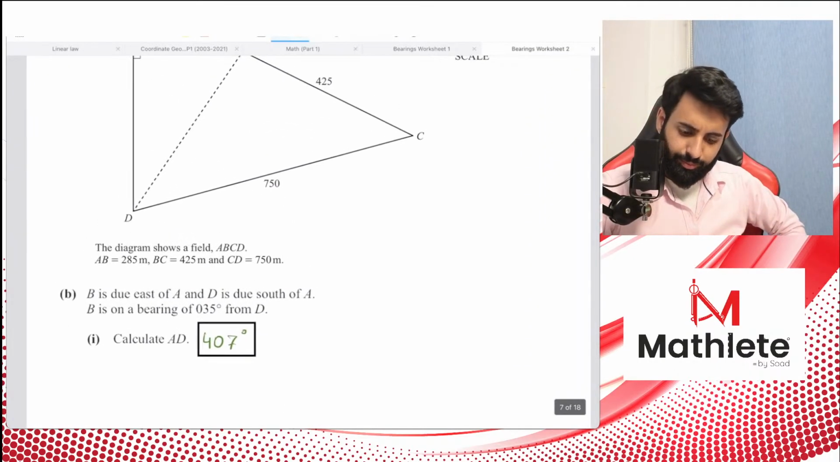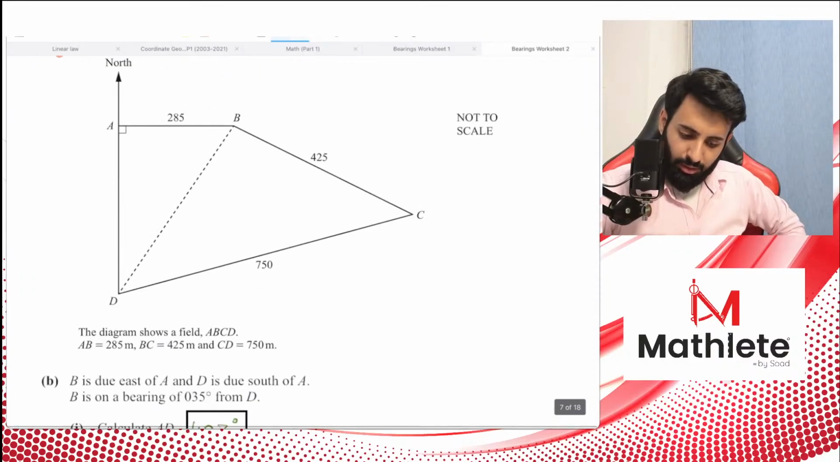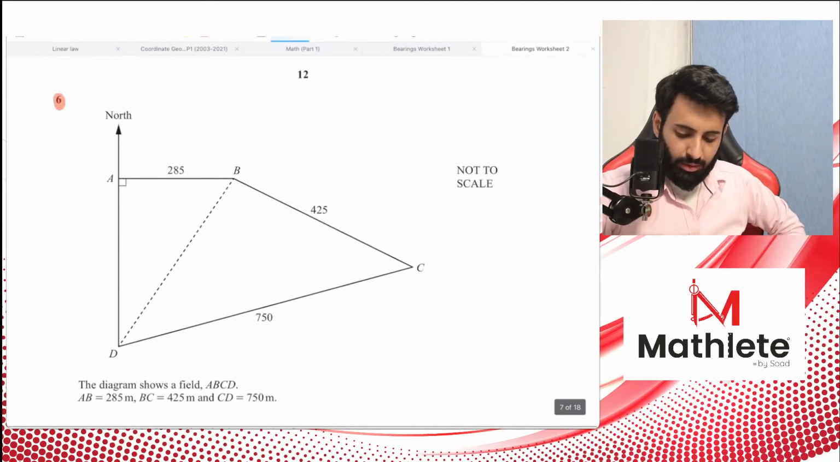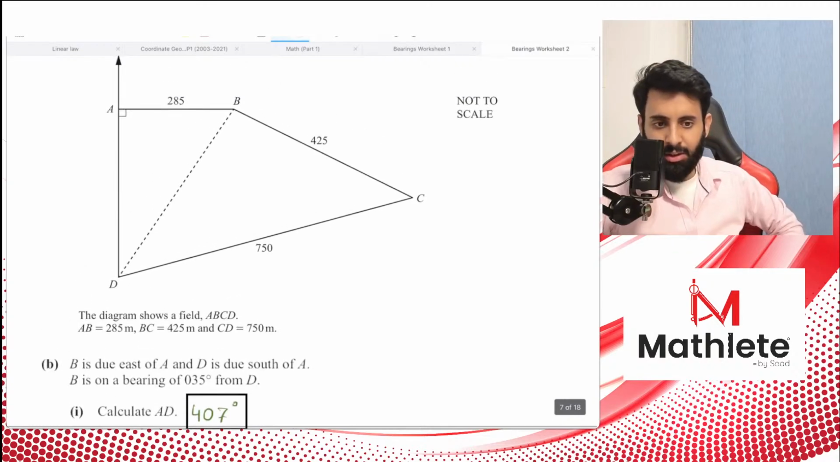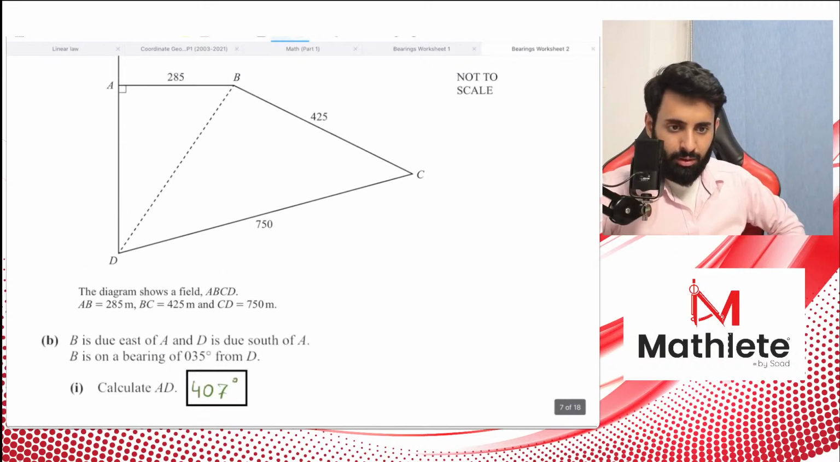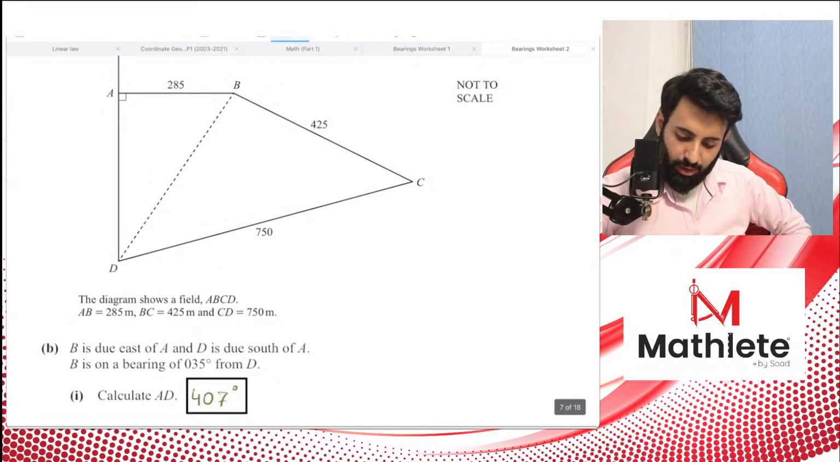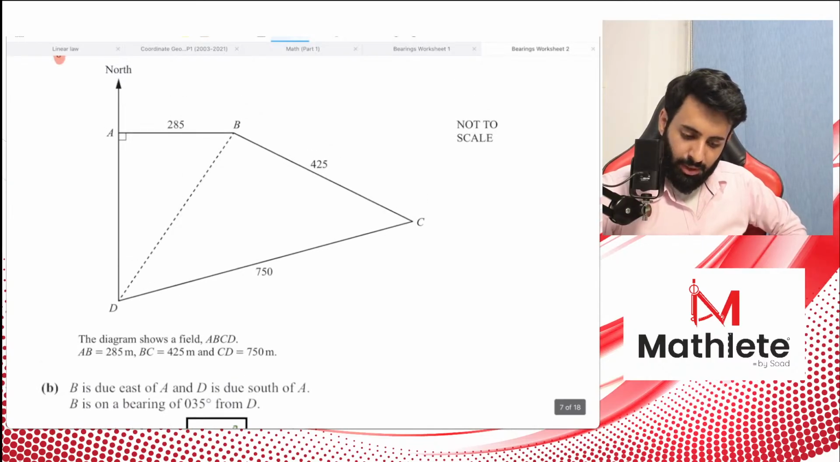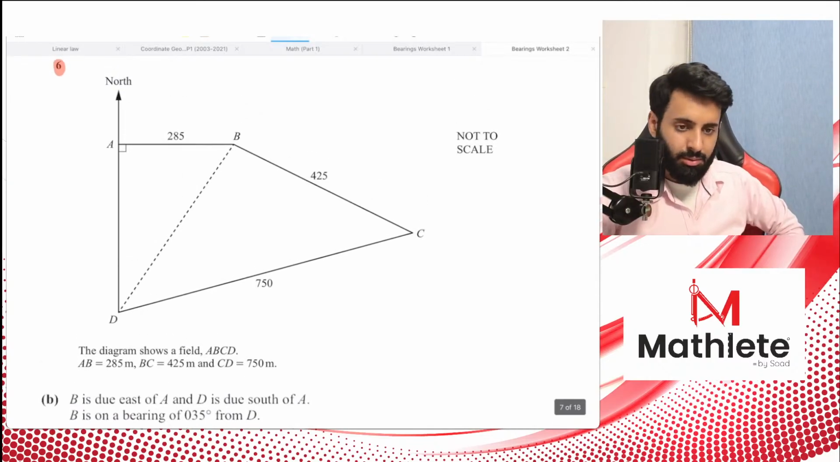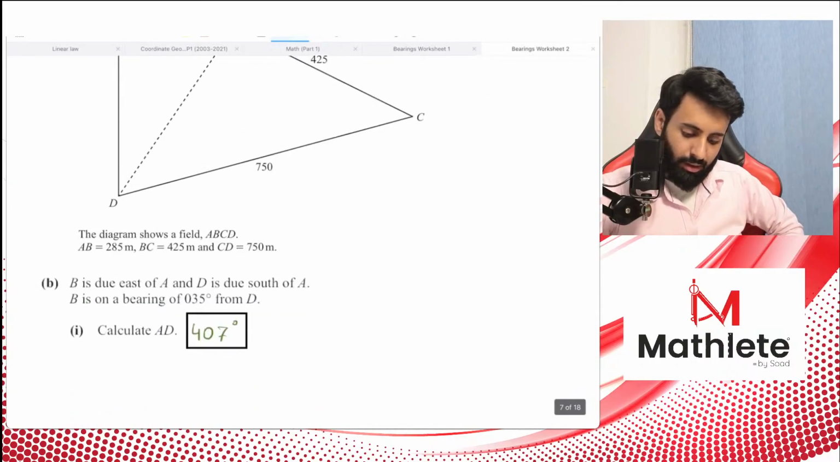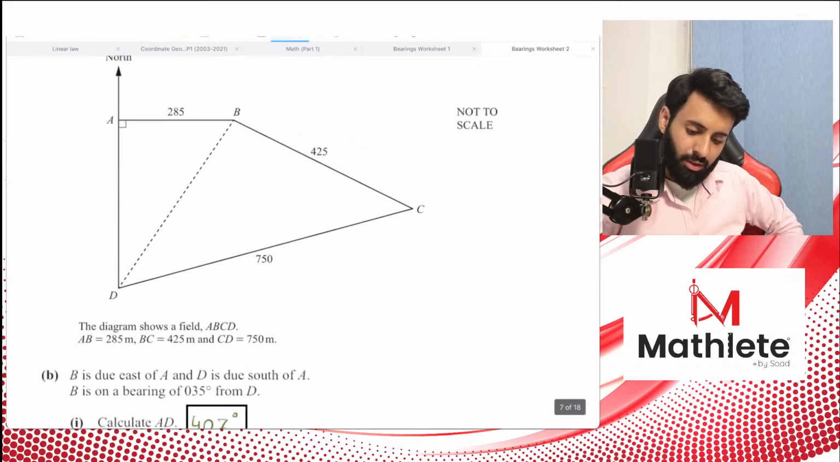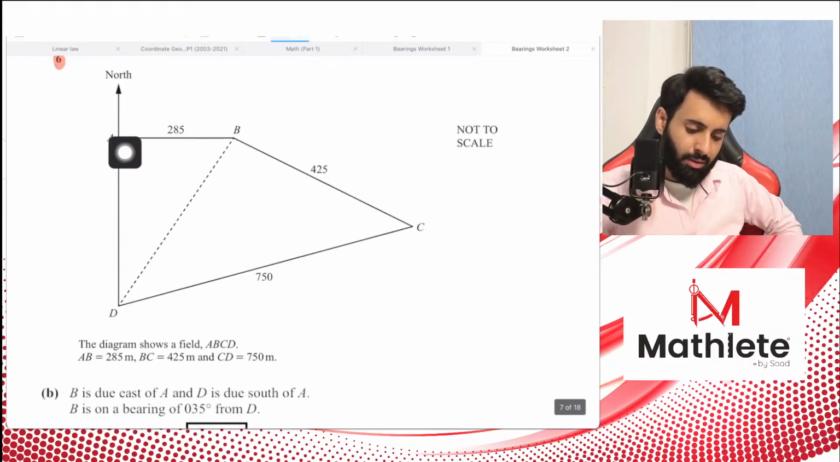All right. Here's part B. Let's see what it says. Part B of this question, as I mentioned earlier, I have excluded all the non-bearing related parts. So this question says that B is due east of A. You can see that. And D is due south of A. So you can see that D is due south of A, which is why we have a 90-degree angle.